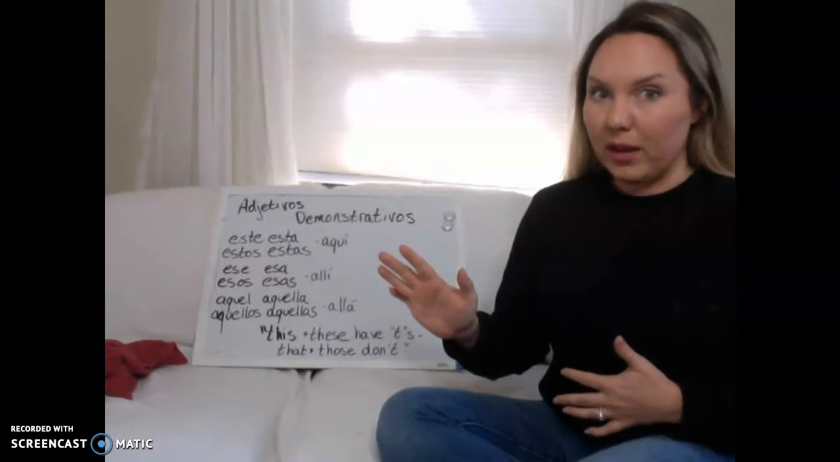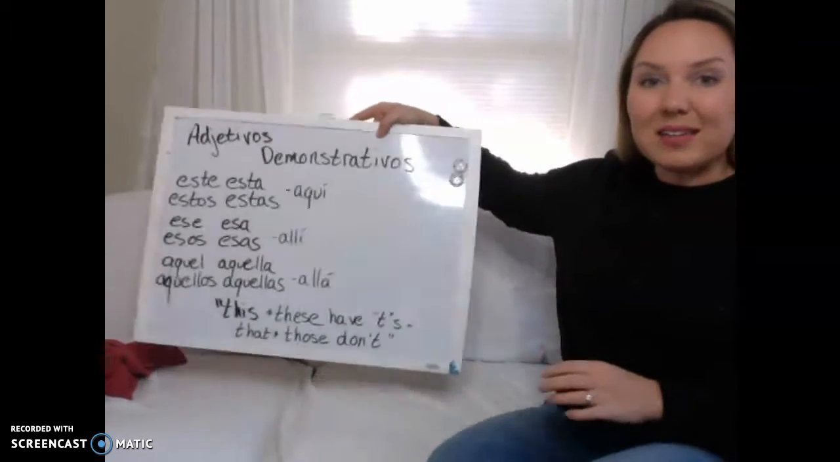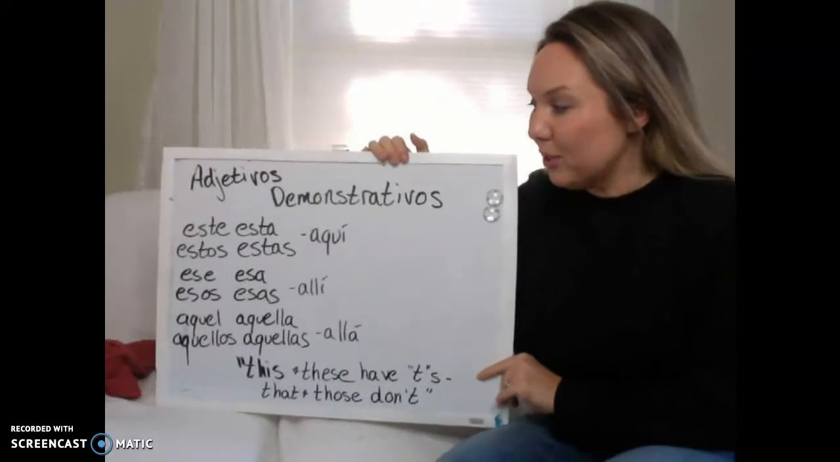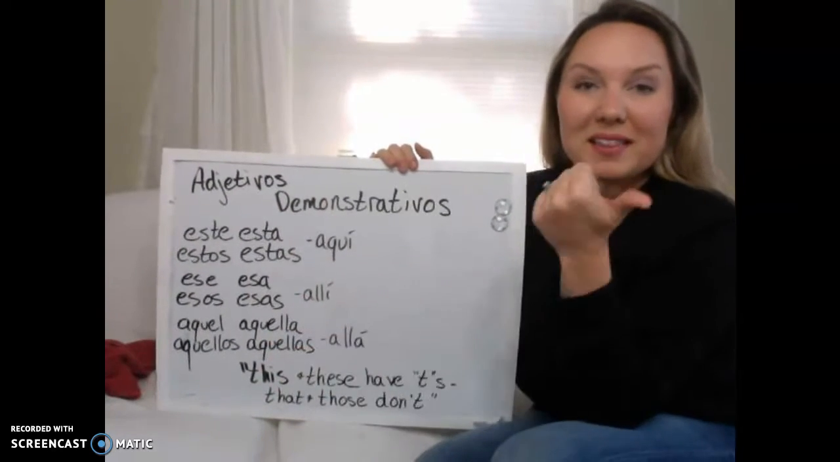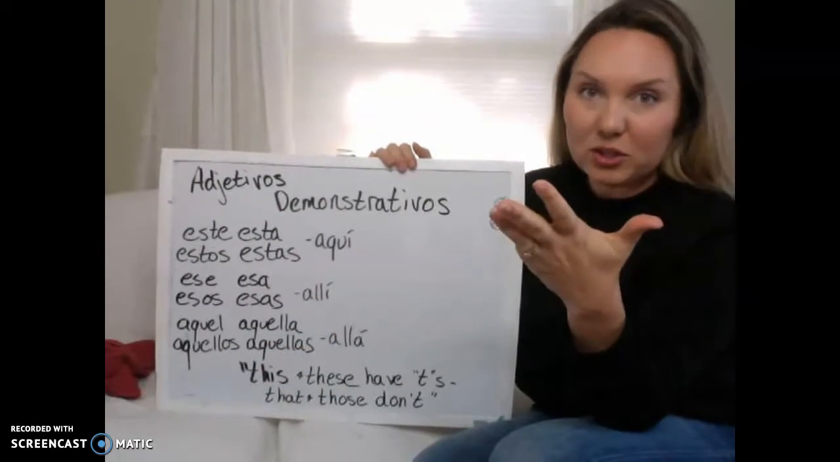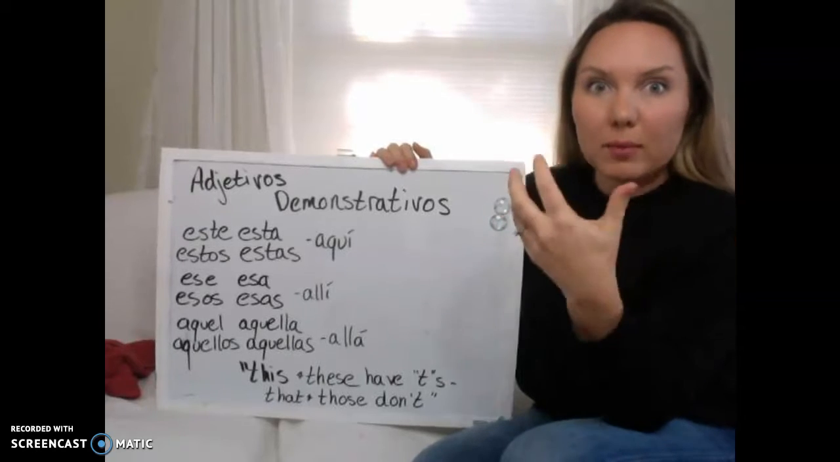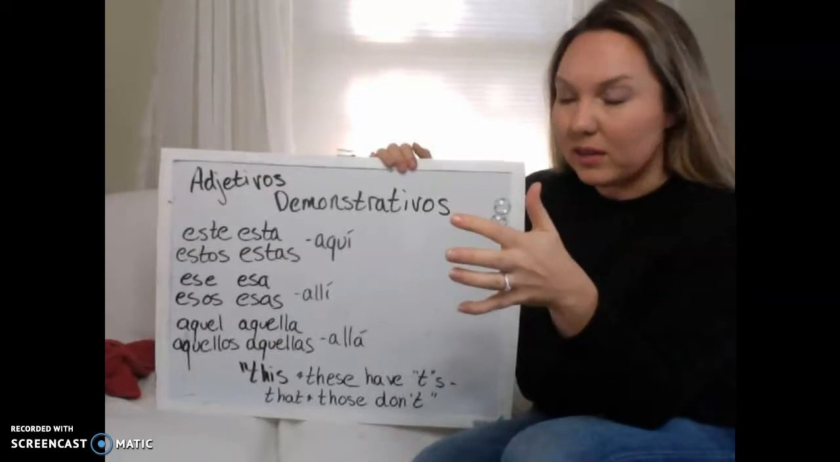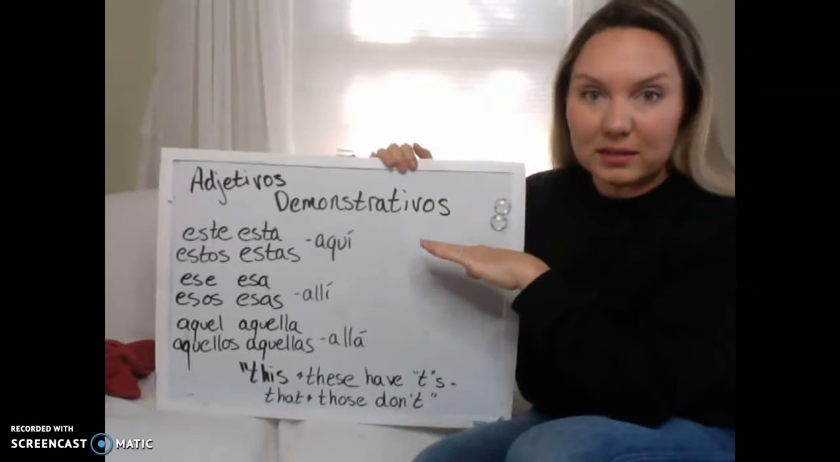a lot more confusing. All right, so basically all of these little words over here just mean this, that, these, and those in English. And we're just clarifying which object we are talking about when we use these. And all of it is related to distance.